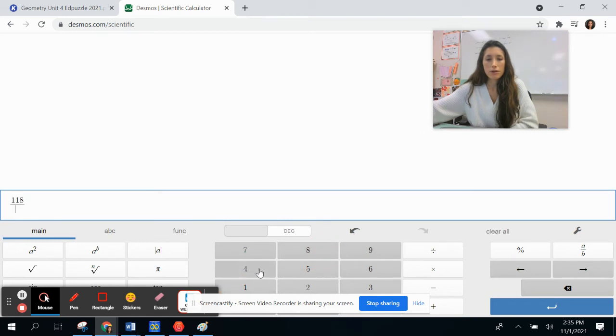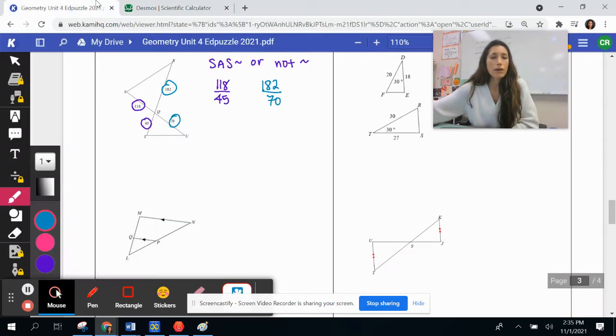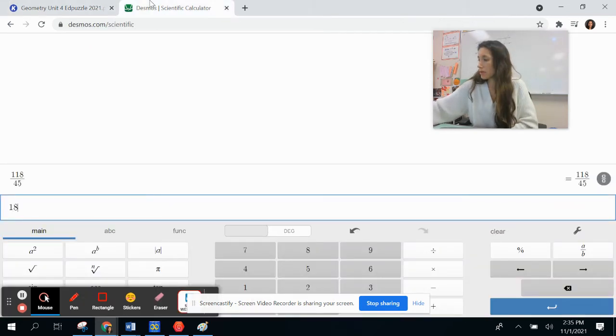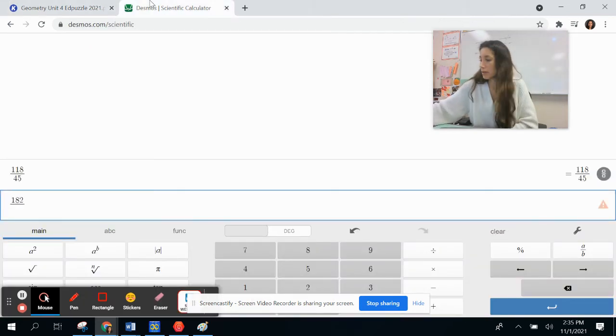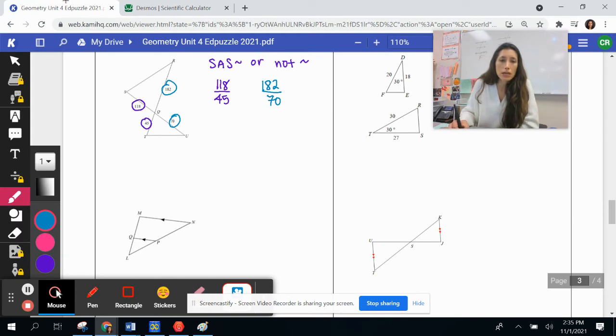118 divided by 45. So in fraction form, it's as simple as it gets. And for the other one, we've got 182 and 70, and that simplifies to 2.6. So if we compare them as decimals, they're very close. One's 2.6 with the 2 repeating, and one's 2.6, but they're not exactly the same. So we would say no, not the same, and then we have to circle not similar.